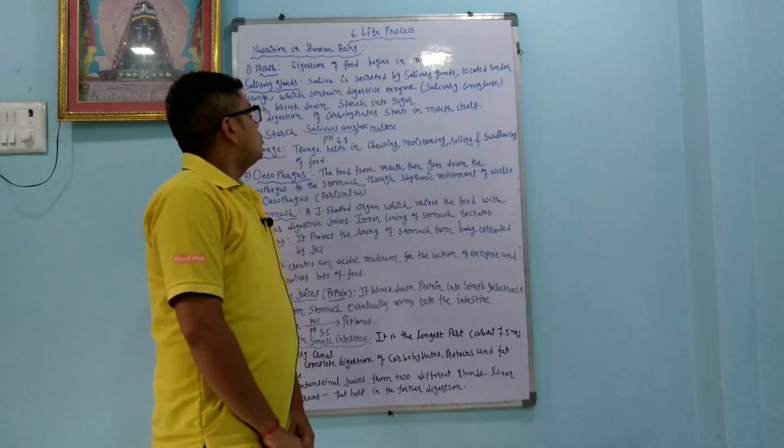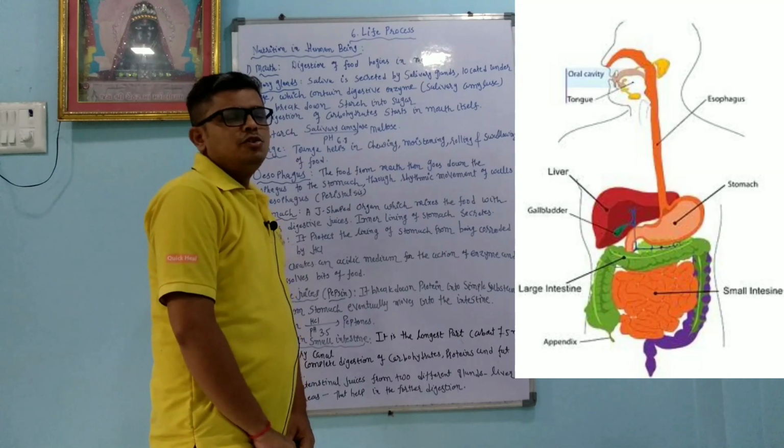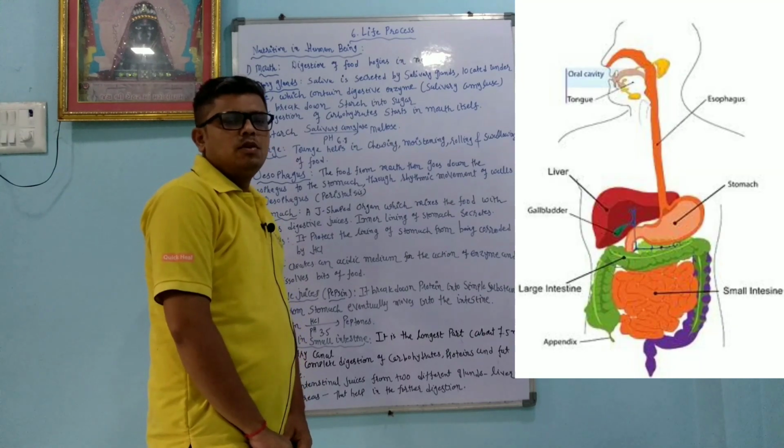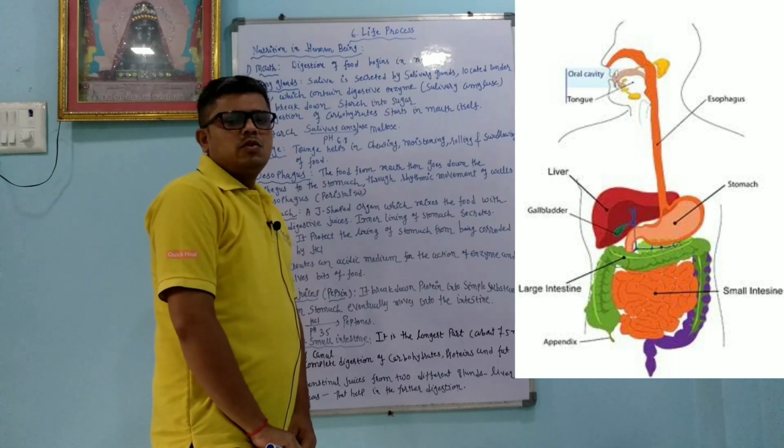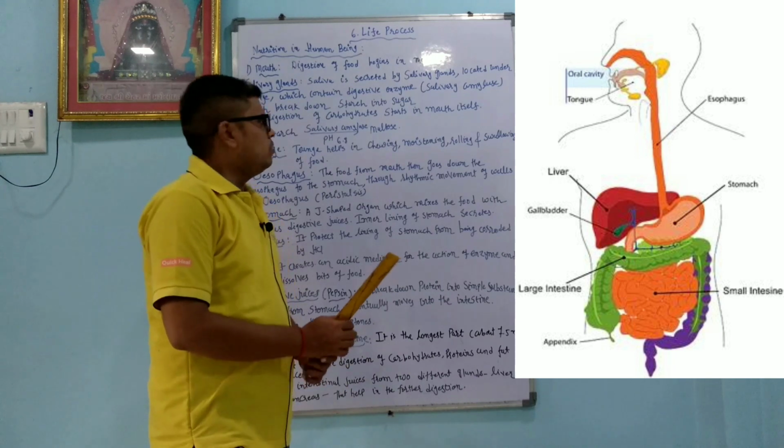Hello student, we are going to learn nutrition in the human being. It starts from the mouth to the esophagus to the small intestine, large intestine, and at last the excretory material is thrown out by the anus. Okay, so we will start one by one.